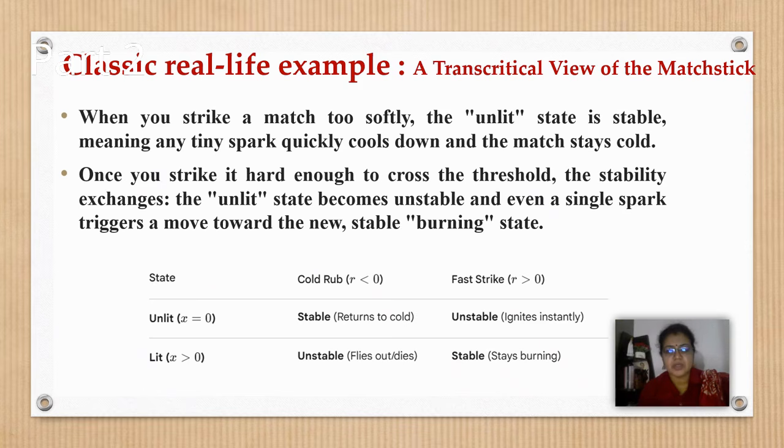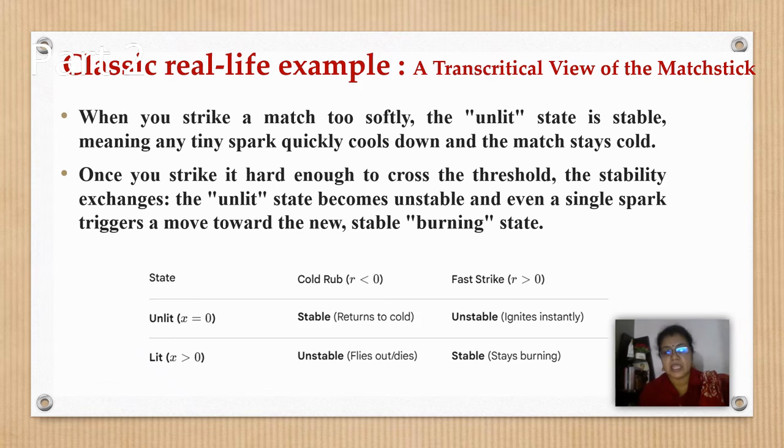Now I also wanted to give an example for transcritical bifurcation, and I found this one: the transcritical view of the matchstick. A matchstick can be in two states. One is an unlit state and another is a glowing, or burning, state. If you strike the match too softly, below a particular threshold value of that rubbing force, which we call the control parameter, what will happen?